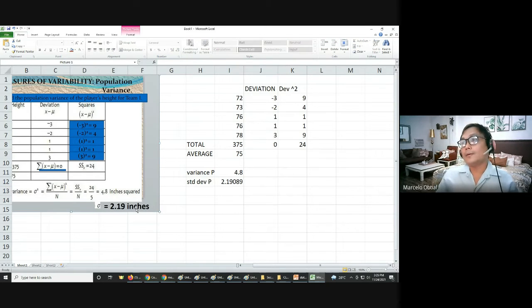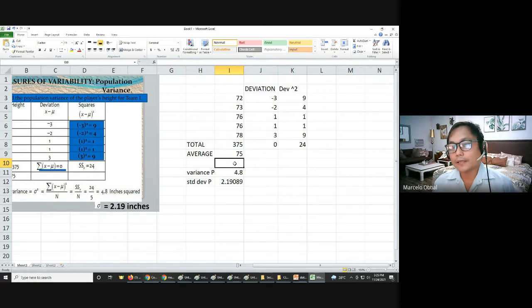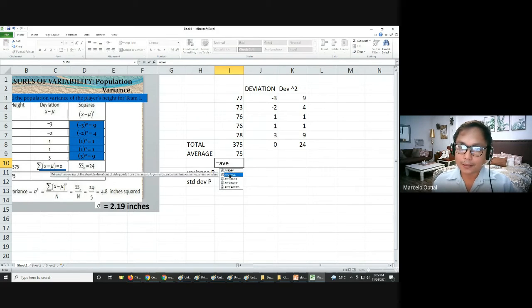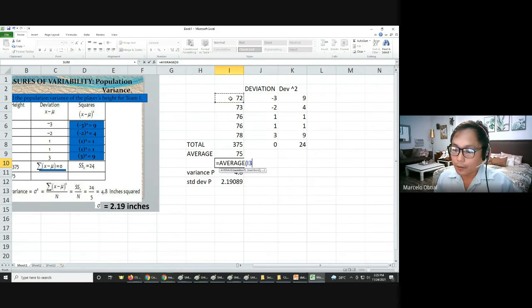Okay? Now, may madali pang paraan actually, no? For example, sa average, may command sa Excel, just press equal sign, tapos average. Click that command, you go to the first data or datum. Okay, you click the left button of the mouse, you highlight all, you enter. Okay, the answer is 75, no?